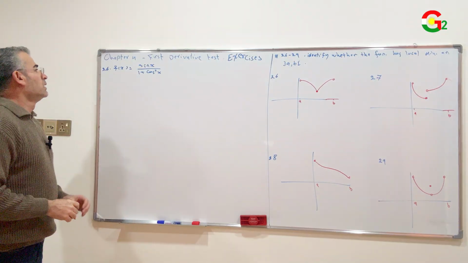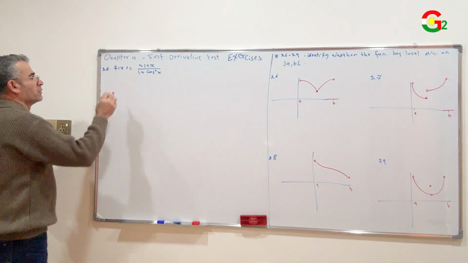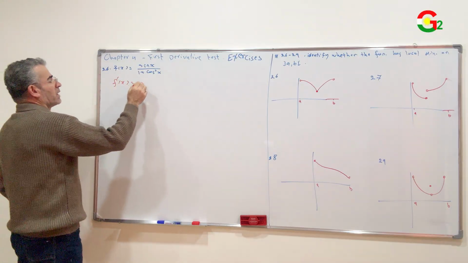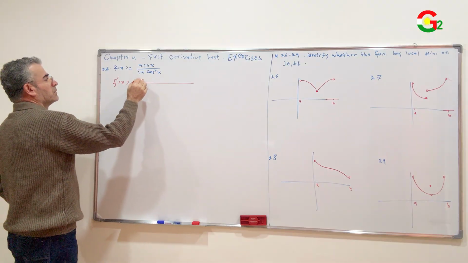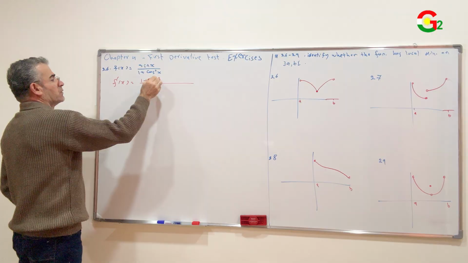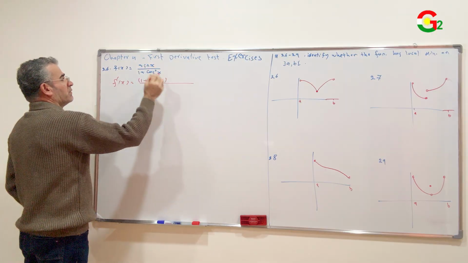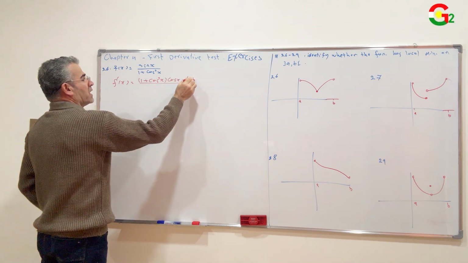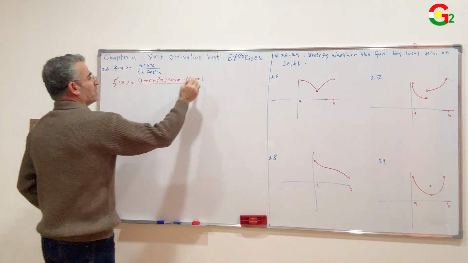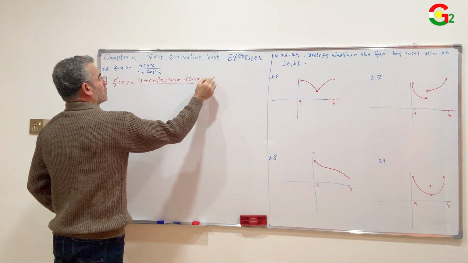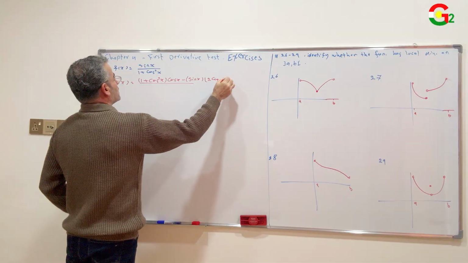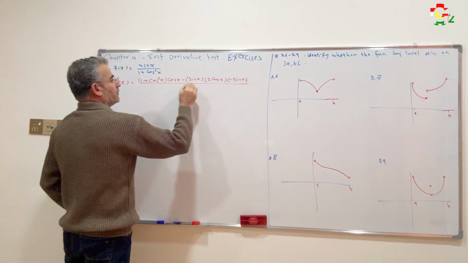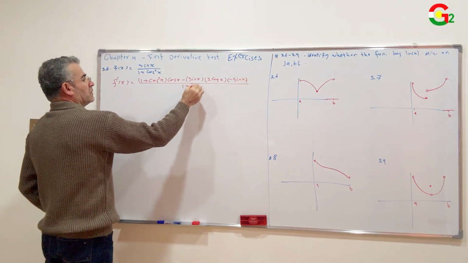F of x equals sine x over 1 plus cosine square x. Find f prime of x to find the critical points. F prime of x equals the denominator 1 plus cosine square x times the derivative of the numerator, cosine x, minus the numerator sine x times the derivative of the denominator, 2 cosine x times negative sine x, over the denominator square.